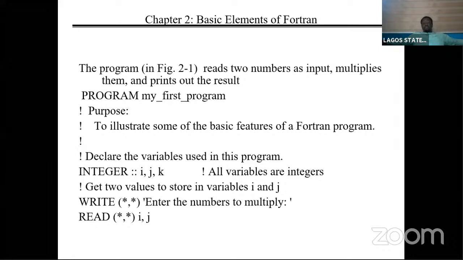And we say all variables that are going to be used in this program are all integers. So it means that the compiler is just going to read that I, J, K have been given to me to use to add two values, to multiply two values and print out a result in a way that I, J, and K are all integers, whole numbers. So we go down to the next line and we say, get two values to store in variables I and J. That is a comment.